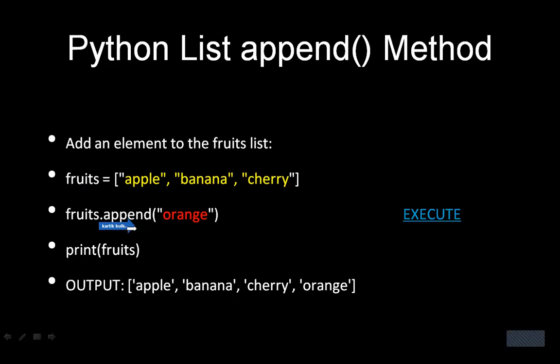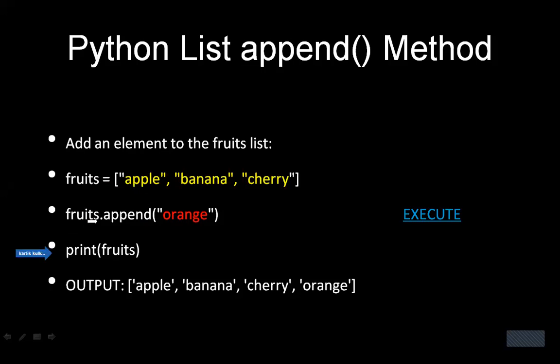So you need to use this append method as it is. You cannot say, sir, I can use it as app. No, that will not be allowed. So it is the list name, dot, and then append. In brackets we specify the value. Here I want to add the element orange to the already existing list, and then I will print it.